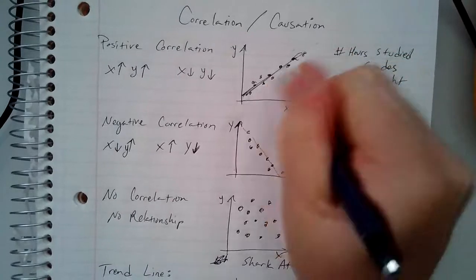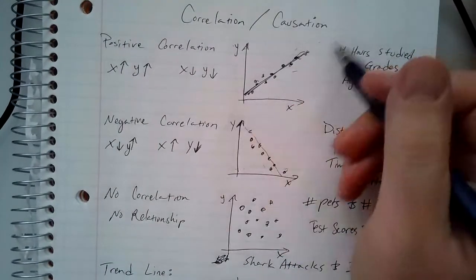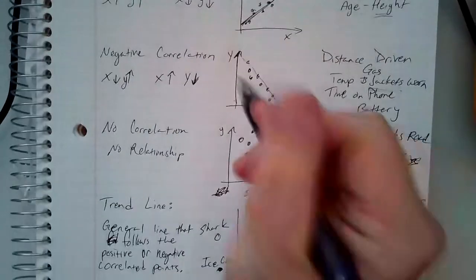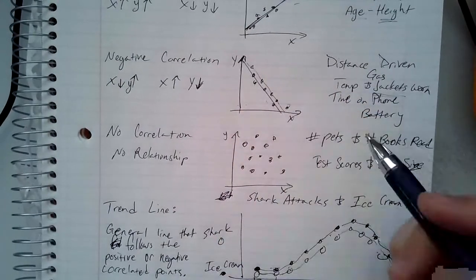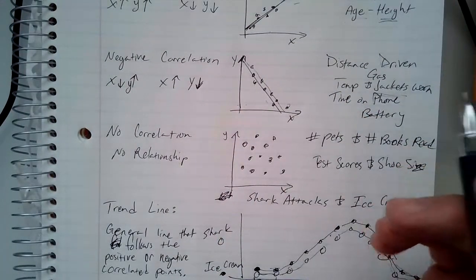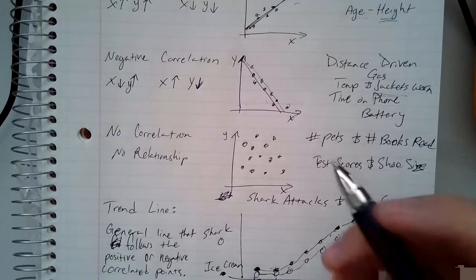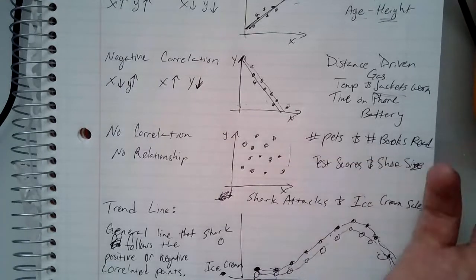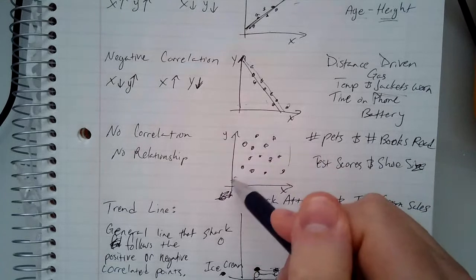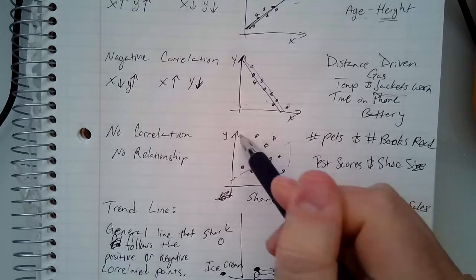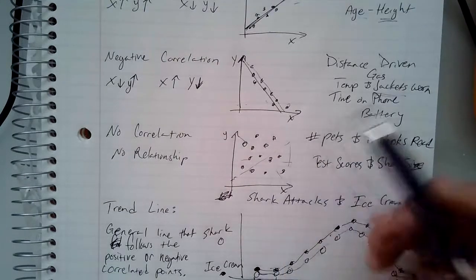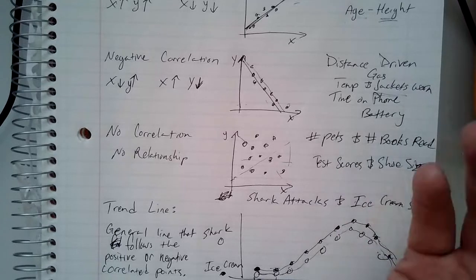So whenever we have positive correlation, we have kind of a general line. That's a trend line that all this stuff follows, or a trend line with our negative correlation. You may have heard it in 5th grade called line of best fit, right? But whenever we have no correlation, do we have a trend line? Do we have a line that kind of shows the general consensus of all these points? No, there is no trend line.